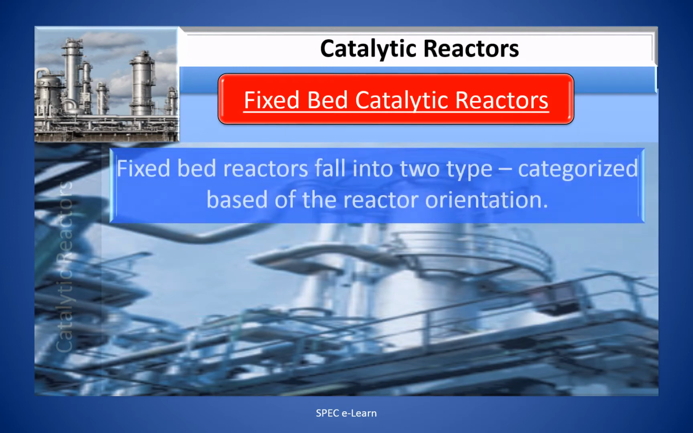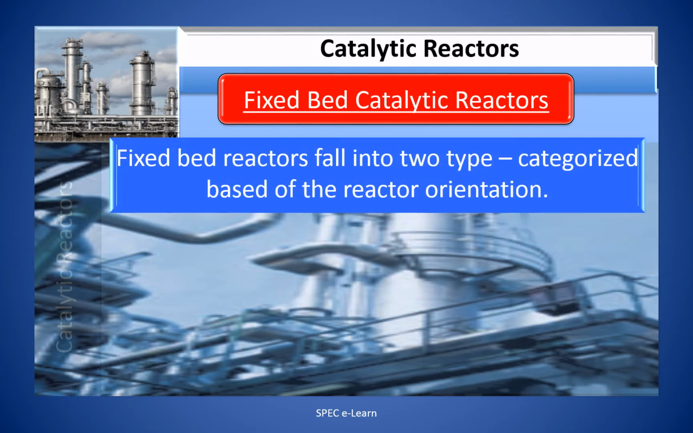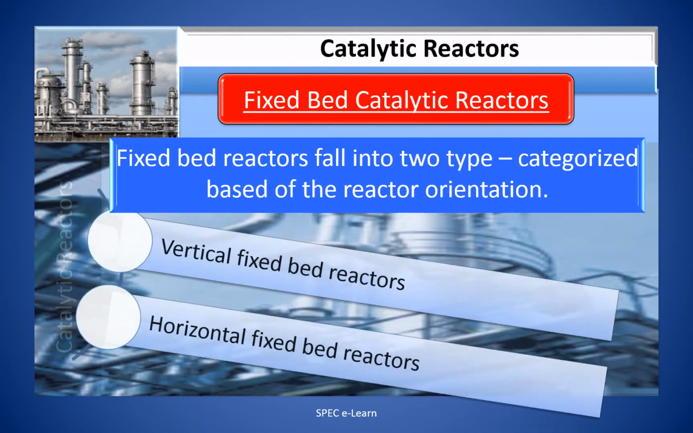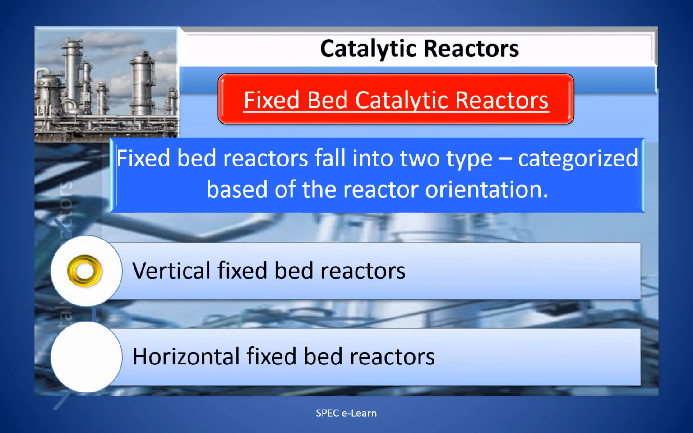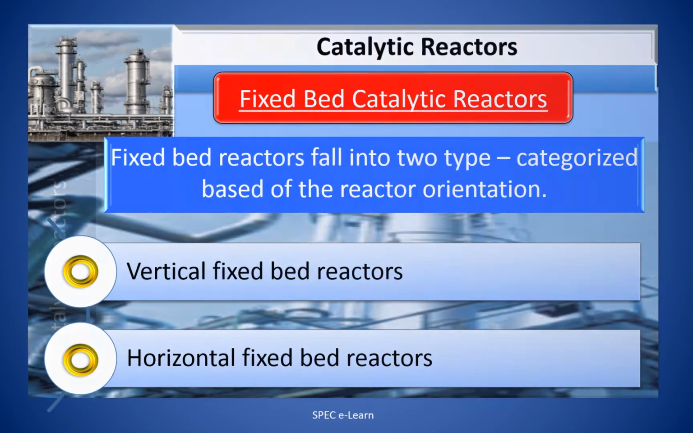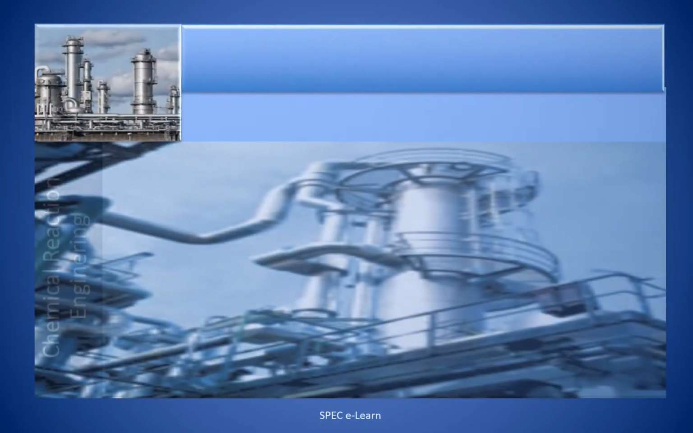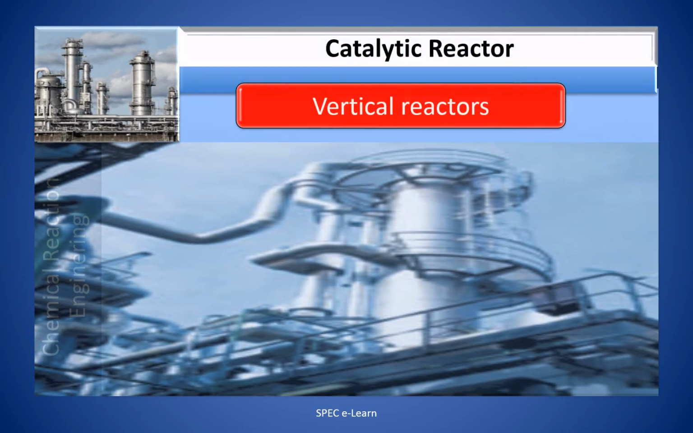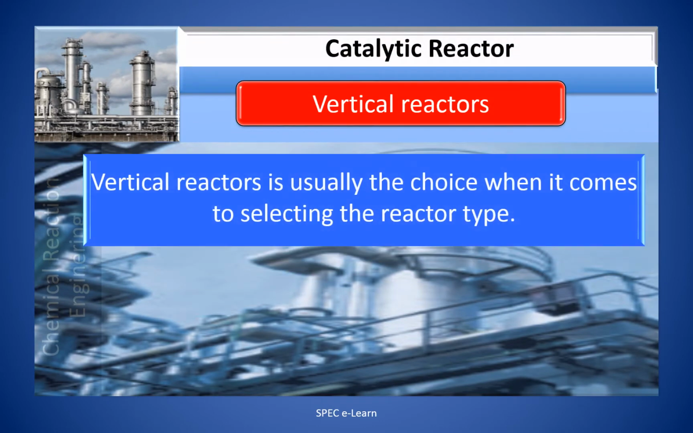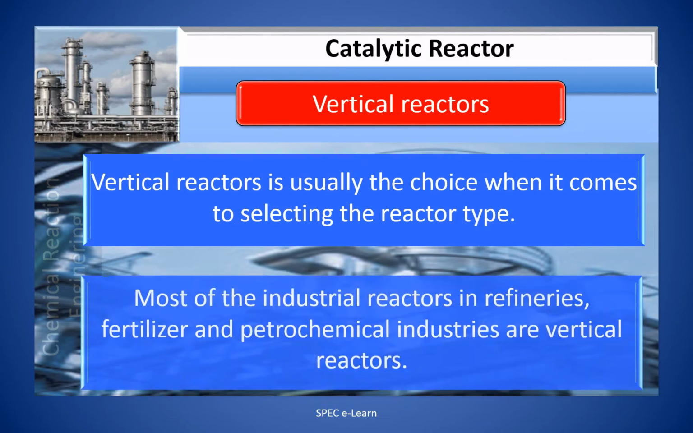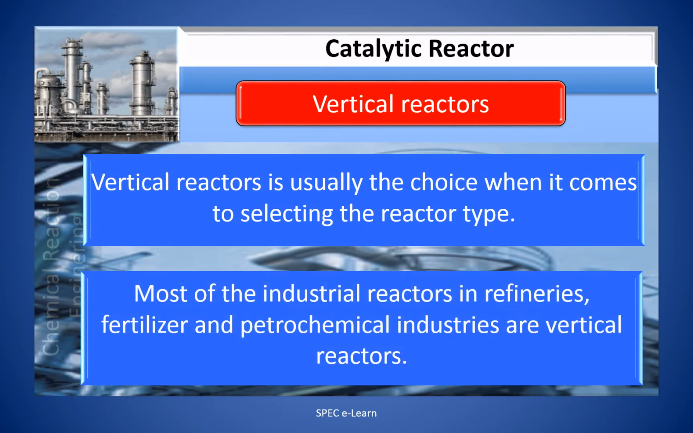Fixed bed catalytic reactors fall into two types, categorized based on the reactor orientation: vertical fixed bed reactors and horizontal fixed bed reactors. Vertical reactors are usually the choice when it comes to selecting the reactor type. Most of the industrial reactors in fertilizer and petrochemical industries are vertical reactors.